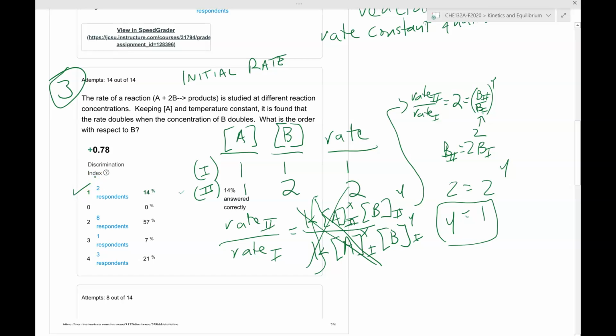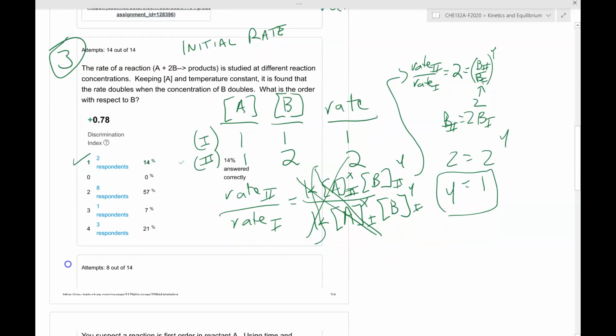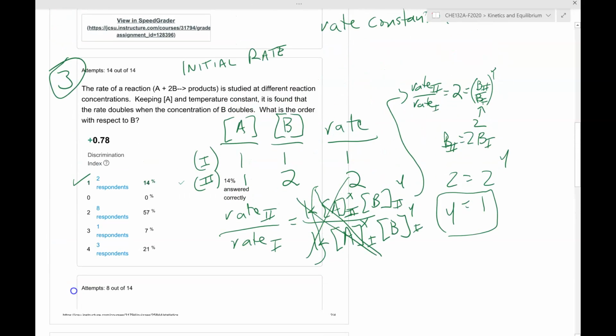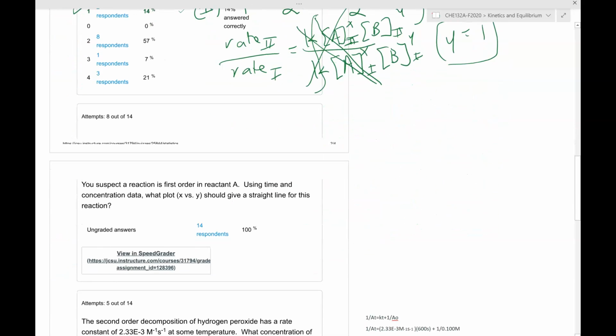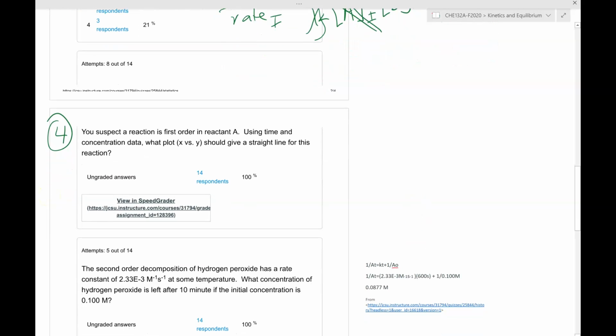And of course, typically those orders for individual reactants are usually 0, 1, or 2. So 3 and 4 are fairly out there. They're distractors. They're trying to trick you there. Okay, I haven't graded this one yet.